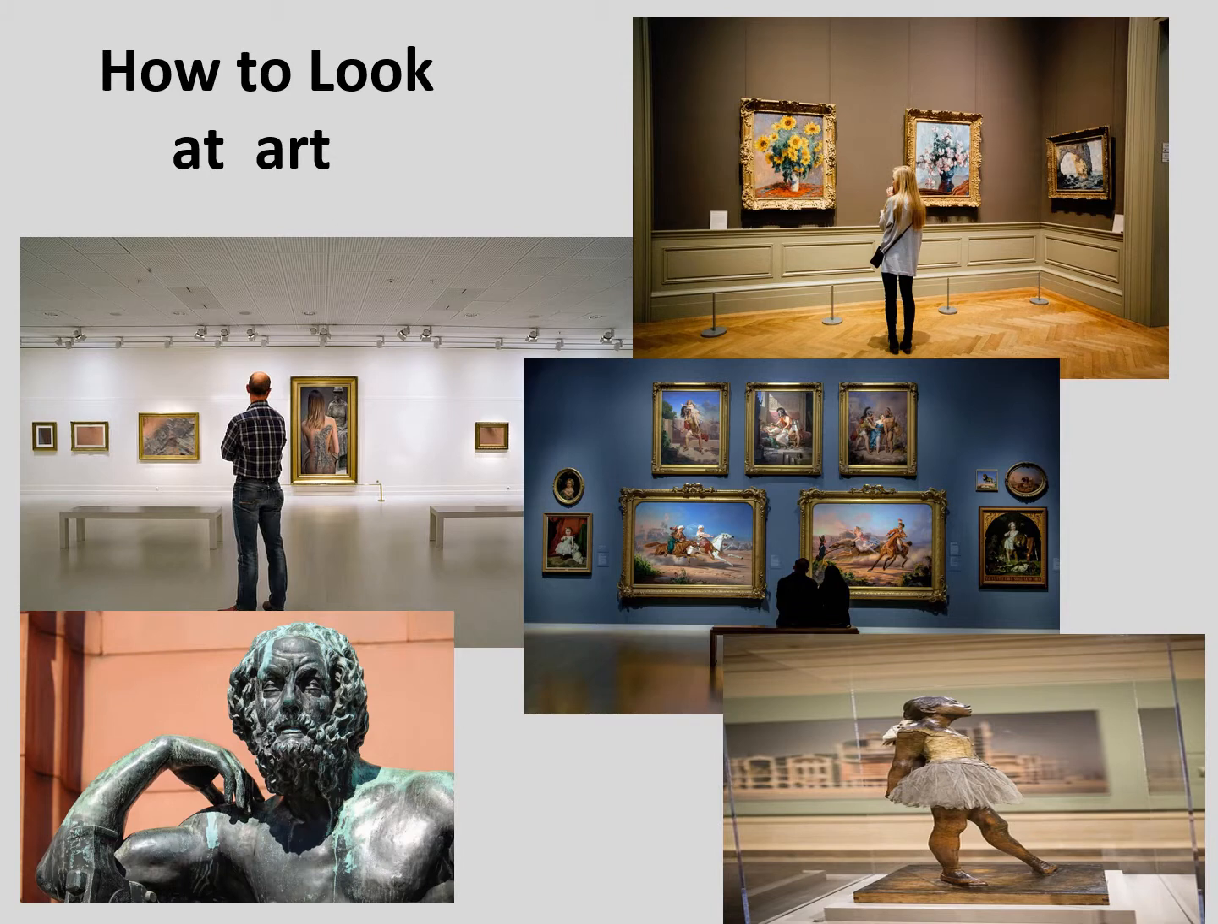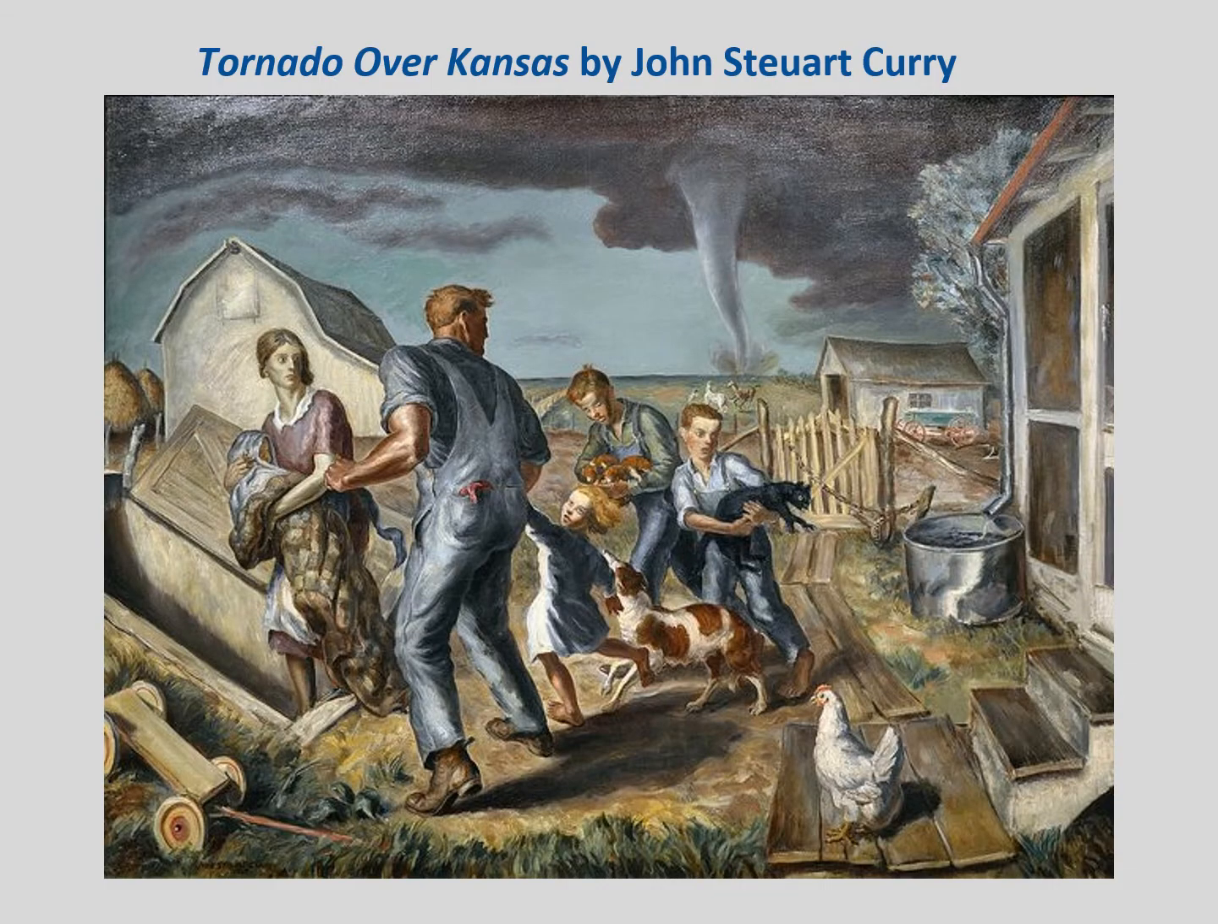Today on our How to Look virtual tour, we will be observing 3 paintings and 2 sculptures. Our objective is to see how the artist has created movement and mood in his or her artwork. We will begin with a well-known painting by John Steuart Curry called Tornado over Kansas.